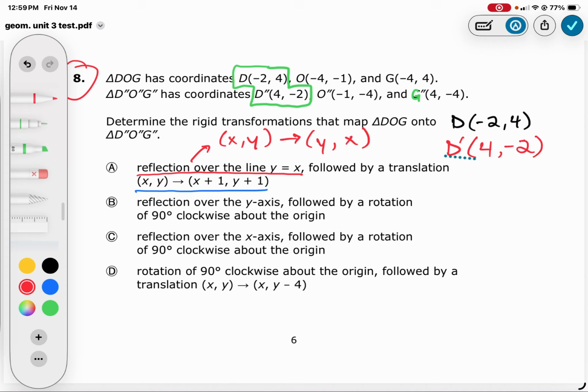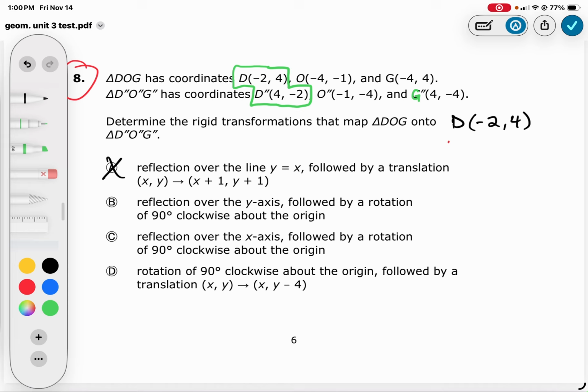Now we have to do the second transformation. The second transformation says add 1 to x, so 4 plus 1 is 5, and add 1 to y, so -2 plus 1 is -1. Now, D double prime is 4, -2, so A is not going to work. We've already eliminated A, and now we're going to go to the next one. I'm going to erase some of this stuff here.